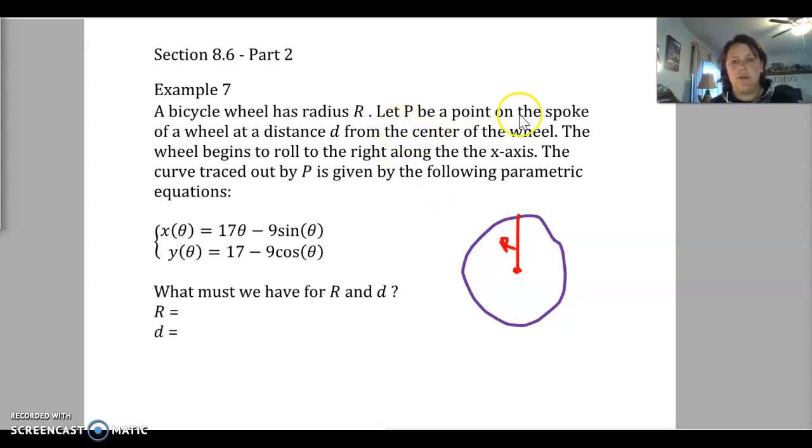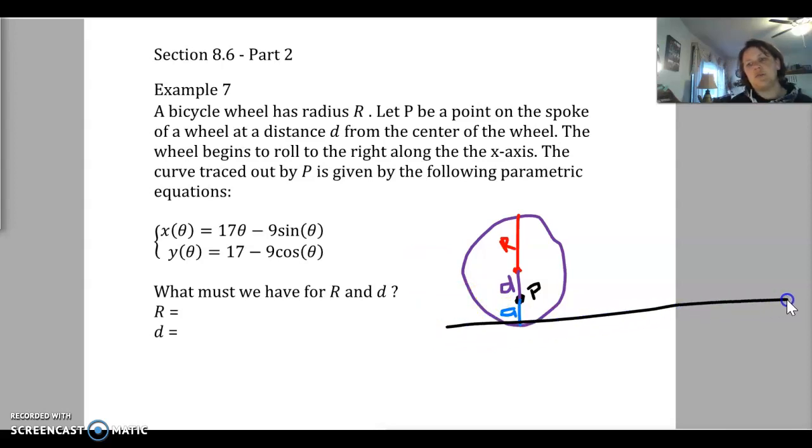Okay, and then we want there to be a point P on the spoke. So somewhere along the spokes on this bicycle tire, we have a point P. That point P is a distance D from the center of the tire. Put that in purple. So this purple distance right here is the distance D. Now, just for informational purposes, I'm going to go ahead and finish that line out, and let's call this A, the value A.